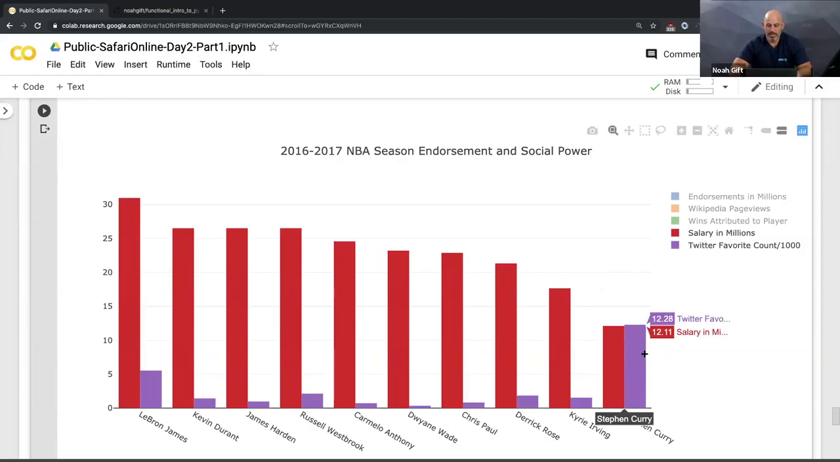And here we can see that the millions in Twitter followers and Steph Curry's salary are basically the same. And so you can see that maybe he's being underpaid here, right? Because he has a pretty incredible social media following. But then if you look at LeBron James here, he's getting 30 million, but Steph Curry at this time was only getting 12 million. So he actually did later get a lot more money.